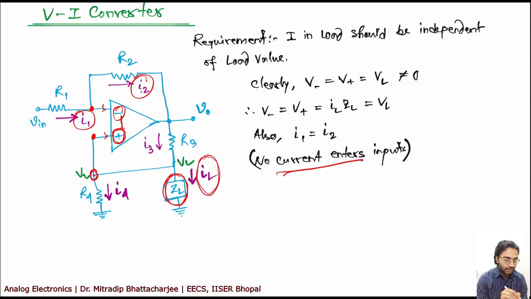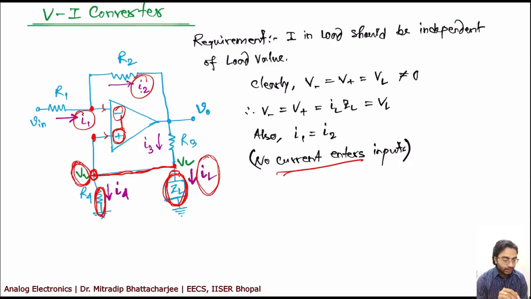The potential over here is taken as VL. It is not ground. So remember, in this case, it is not grounded. It is grounded through this resistance. So whatever is dropped across this resistance, or whatever is dropped across this load ZL, is appearing here, and these two nodes are shorted. So the potential of this node is VL.